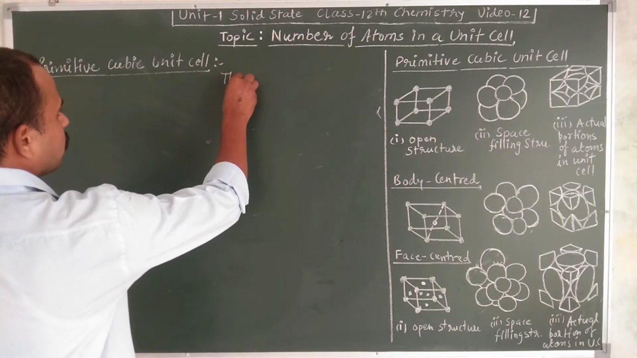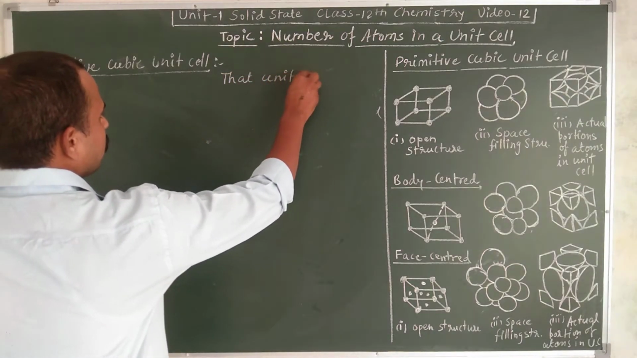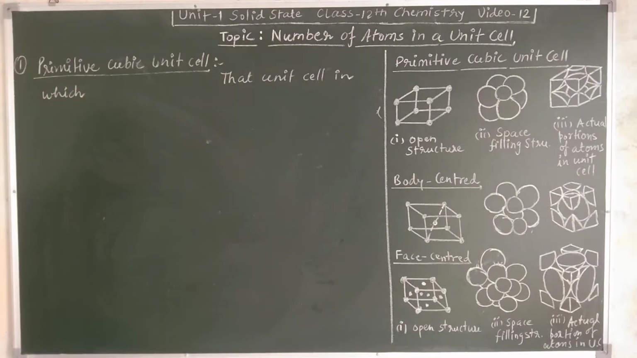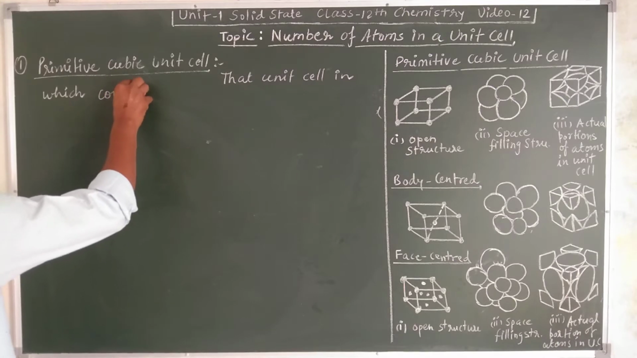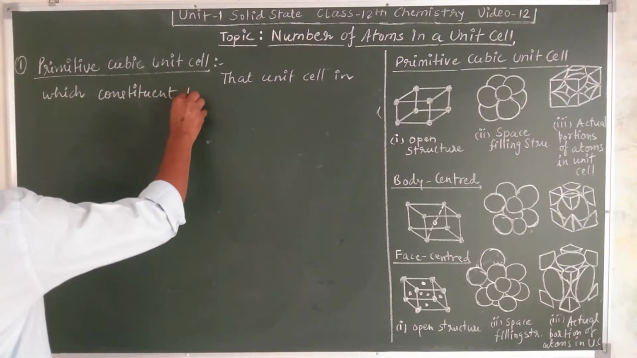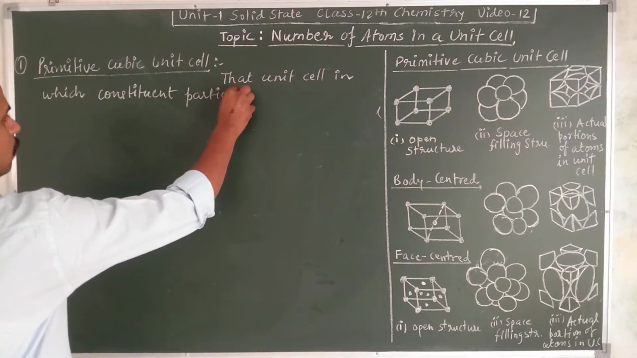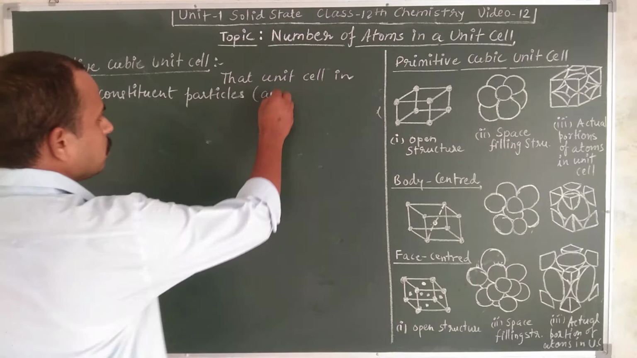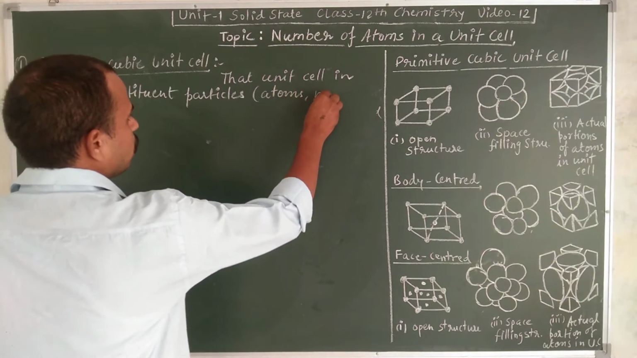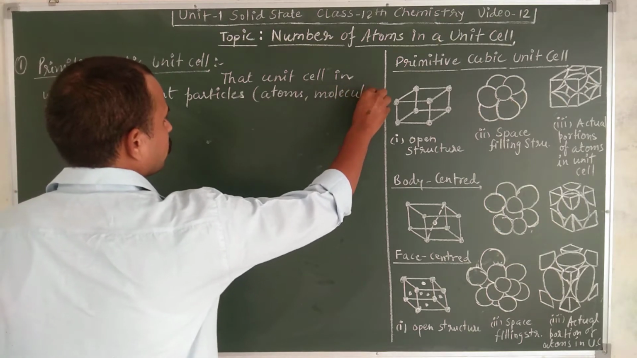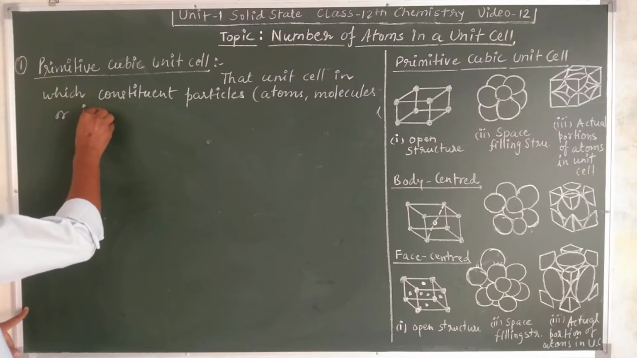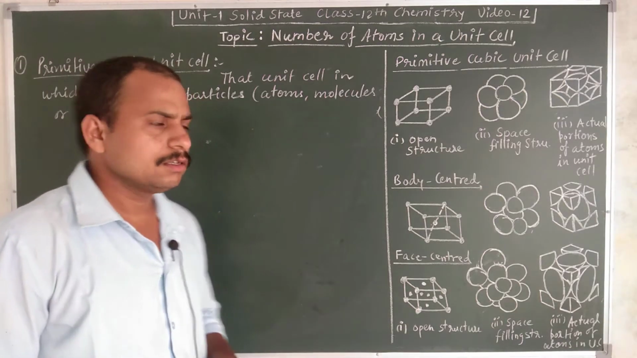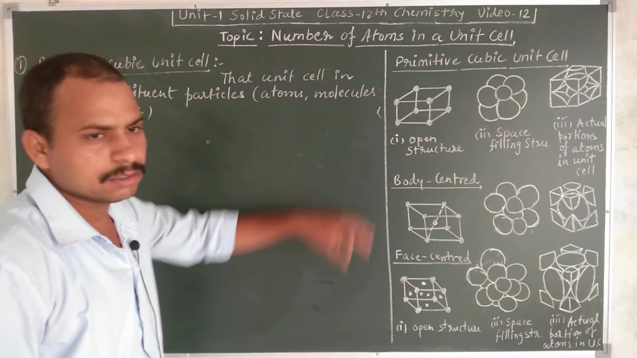That unit cell in which the constituent particles, for example they can be atoms, molecules or ions, etc. So if we talk about constituent particles, they can be atoms, they can be molecules, and they can be ions.